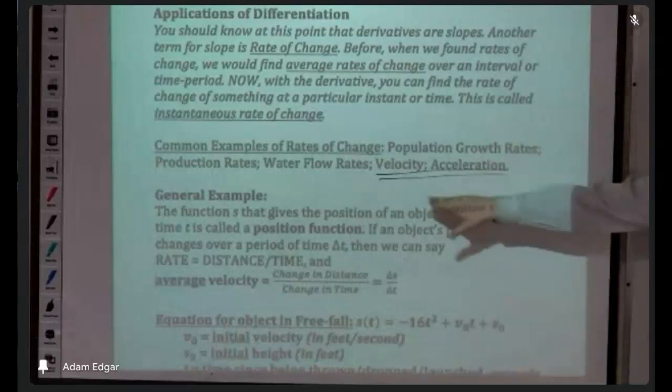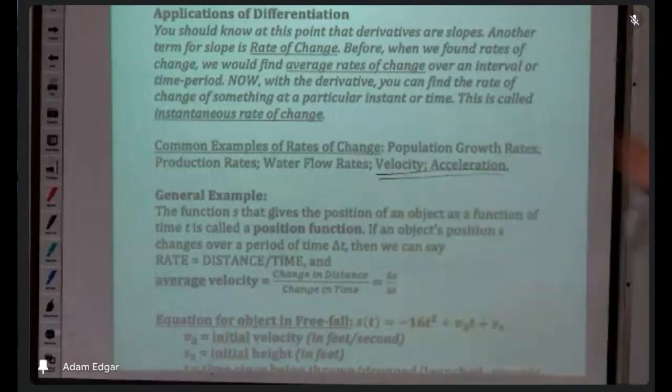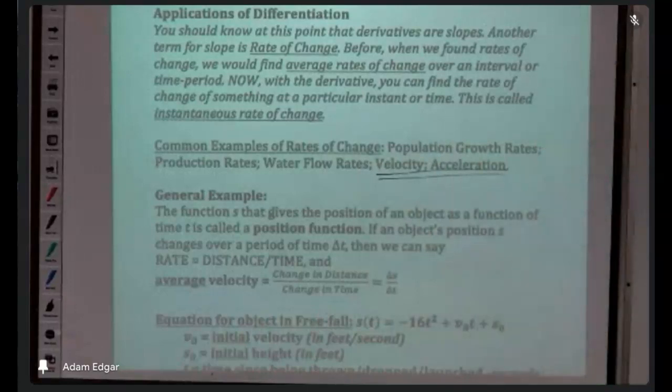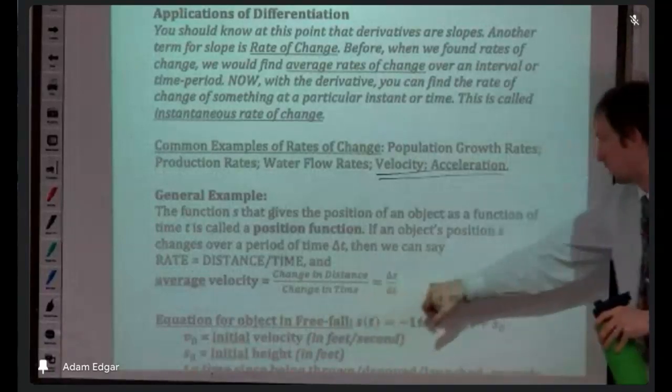We're going to focus in on velocity first of all. We'll save acceleration for a later day when we start talking about second derivatives. We're going to use S to represent position because that makes sense. And we have a position function S of t, where t is just time since you started, S is position, and then the rate of change of the object over some time would be the average velocity. And that's what we have down here.